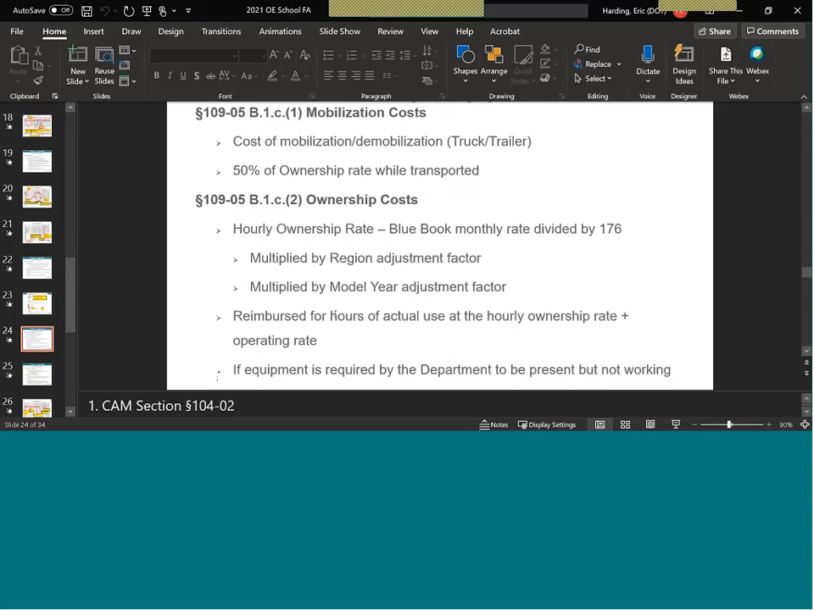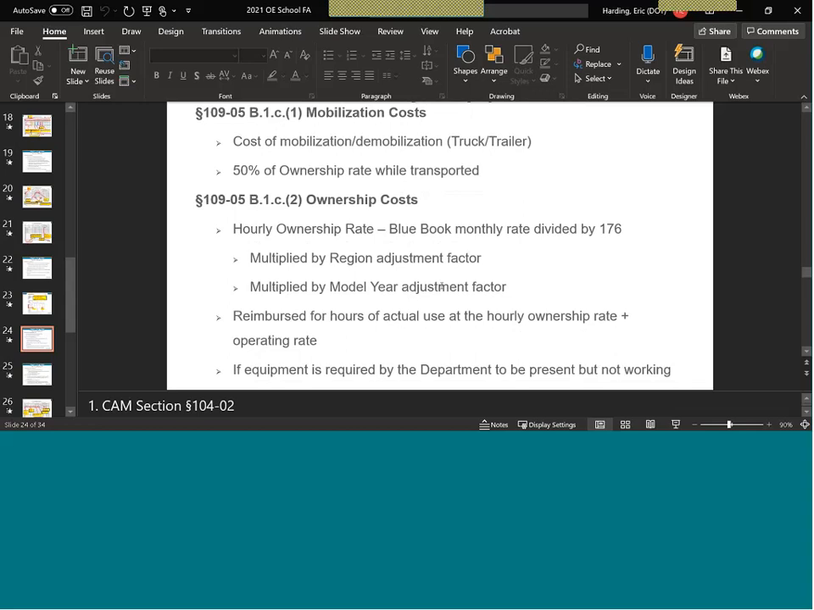Like I said, for those hourly ownership rates, the monthly ownership rate from the Blue Book is divided by 176 to get the hourly rate. We have two adjustment factors that are used for force accounts, not on agreed prices. On force accounts, that hourly rate is multiplied by the region adjustment factor and the model year adjustment factor. If the contractor's done it right, that equipment watch sheet will do that math for you.